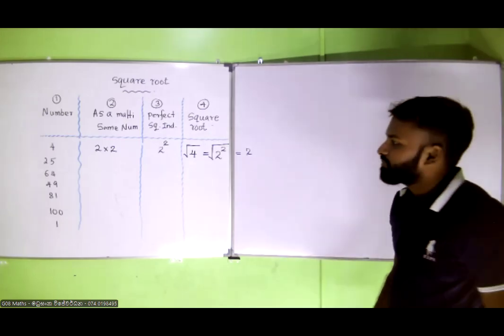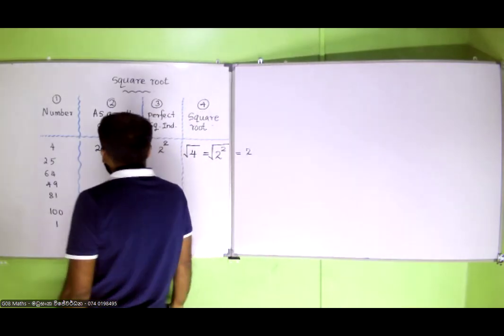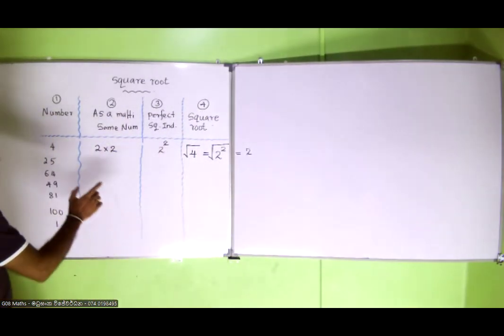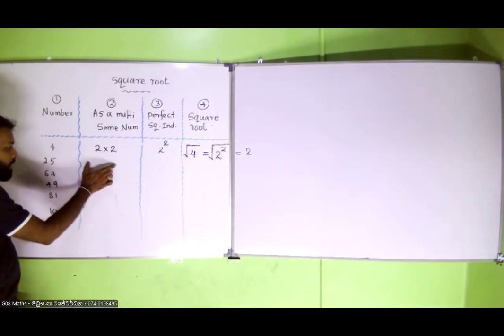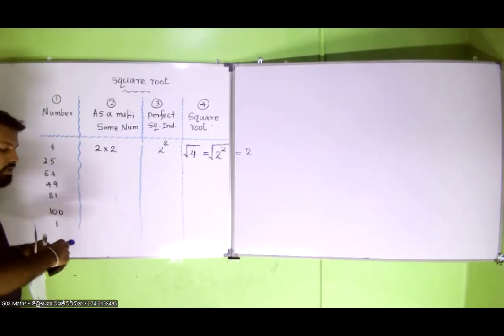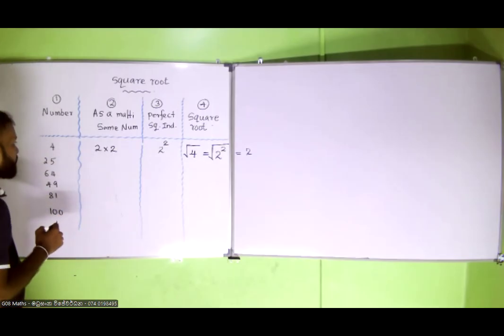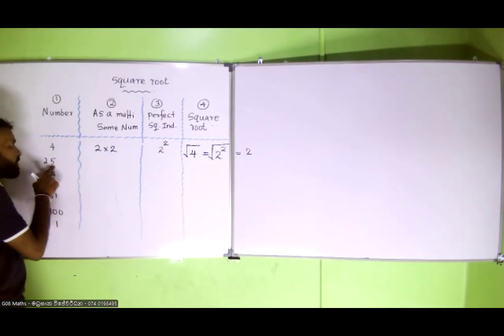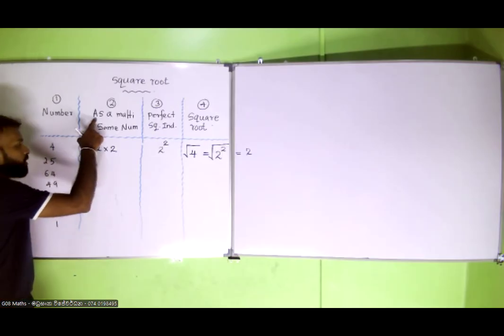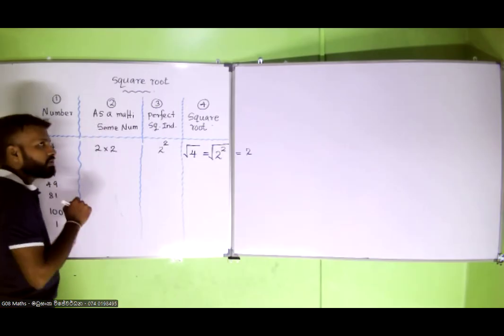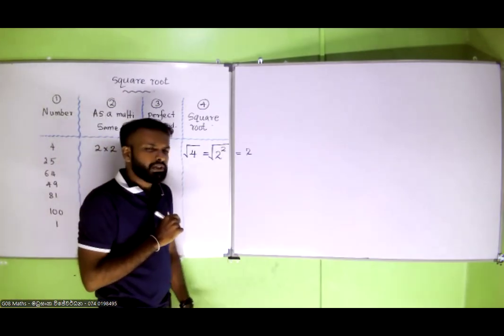Right, you are going to do this part with me. Now take your pens and prepare. So 25. You are going to write 25 as a multiple of the same number. How are you going to write it? Please tell me.